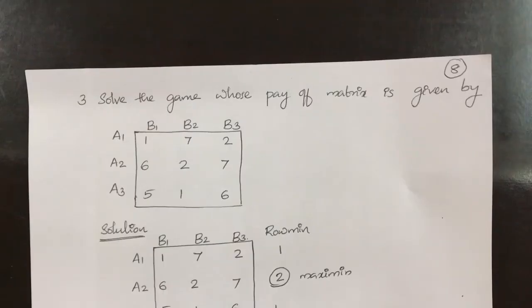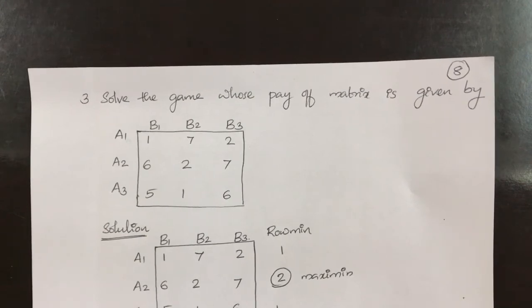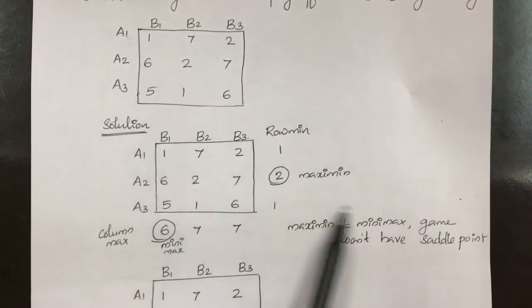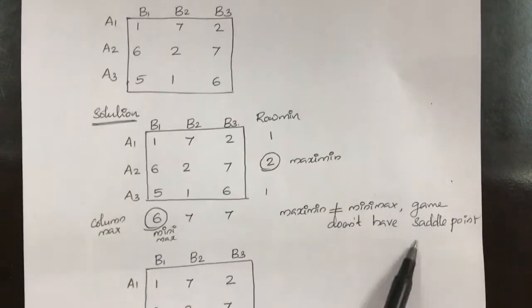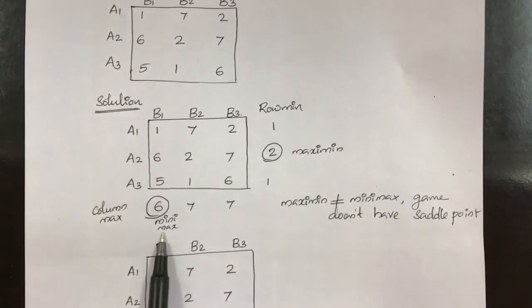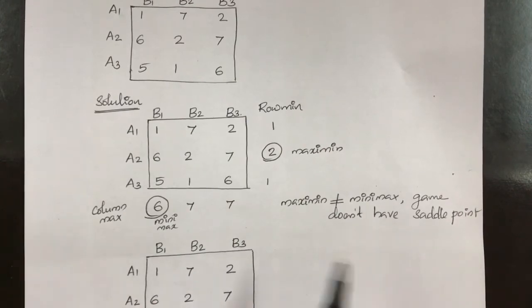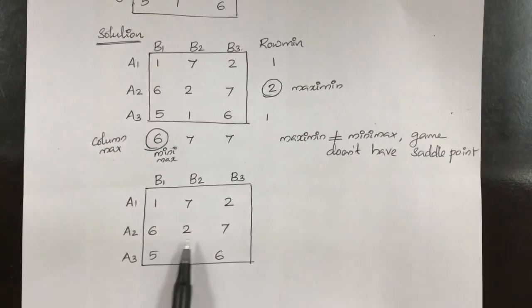So far we have discussed two problems using dominance property, both the problems having saddle point. Now we can look at another question which does not have a saddle point. The question: solve the game whose payoff matrix is given, and check for saddle point. When I am checking saddle point, its maximin value does not equal the minimax value. That is, the game doesn't have a saddle point. So now we are going to reduce it into 2 by 2.